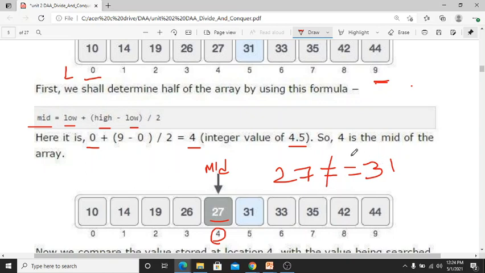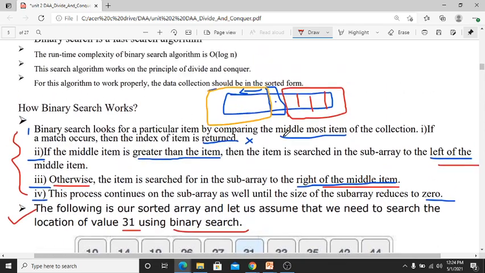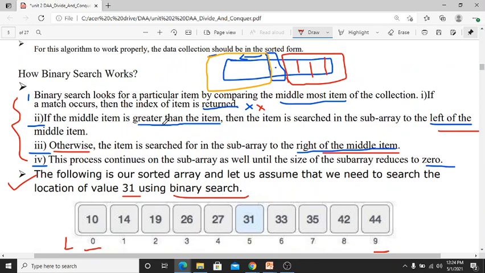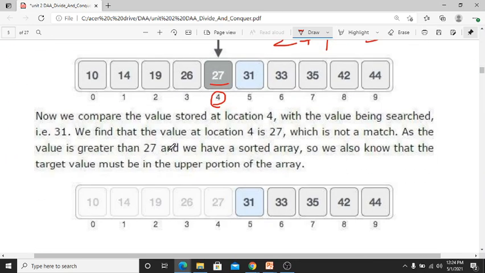When they are not equal, what operation need we perform? The first operation we performed: binary search looks for a particular item by comparing the middlemost item of a collection. If a match occurs, then the index of the item is returned. So this is false with the given problem. Now we need to check whether it is greater or not.